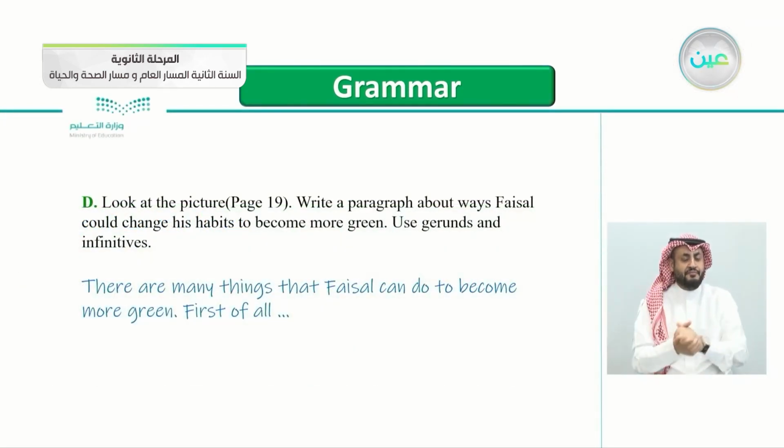Exercise D here, look at the picture, page 19. So open your books, page 19. Write a paragraph about ways Faisal could change his habits to become more green. Use gerunds and infinitives. So you can begin with this. There are many things that Faisal can do to become more green, first of all, and then you continue writing this paragraph.